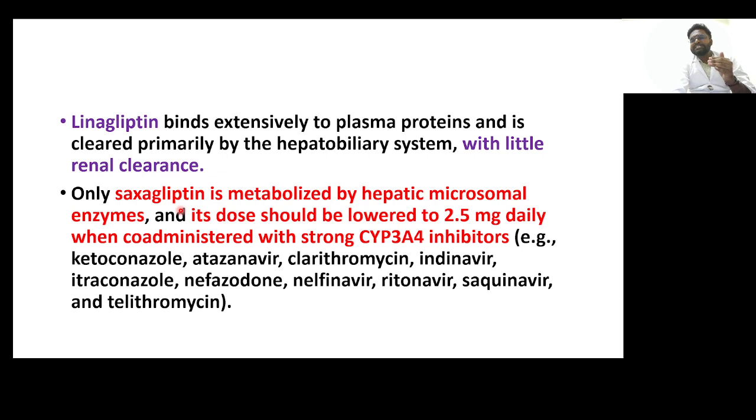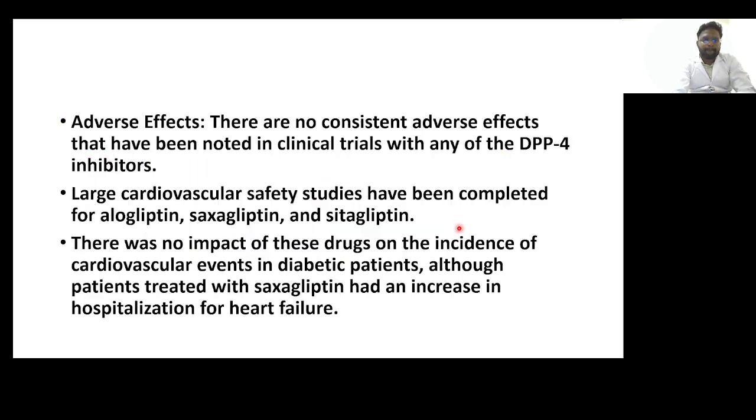Out of all these DPP-4 inhibitors, only saxagliptin is metabolized by the hepatic microsomal enzymes. So if you are giving saxagliptin with strong CYP3A4 inhibitors, its dose should be lowered to 2.5 mg daily.